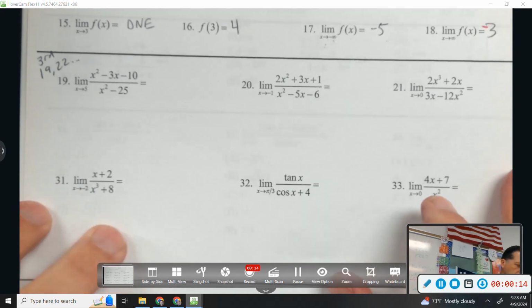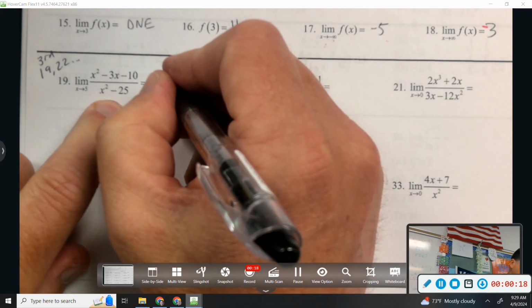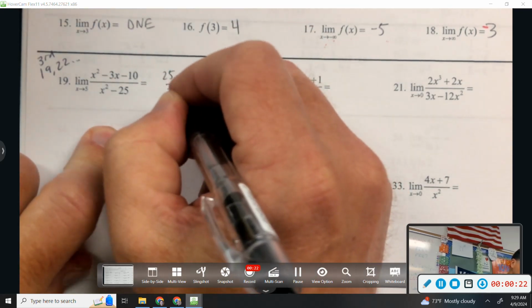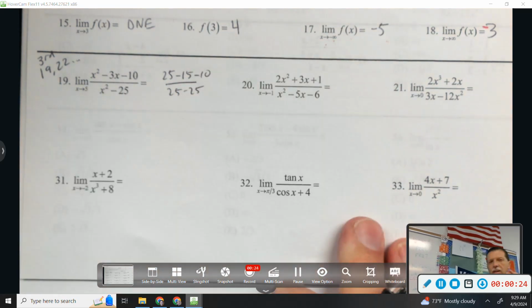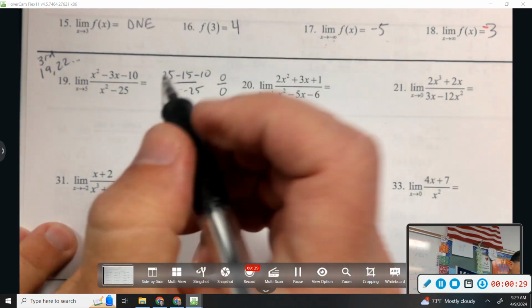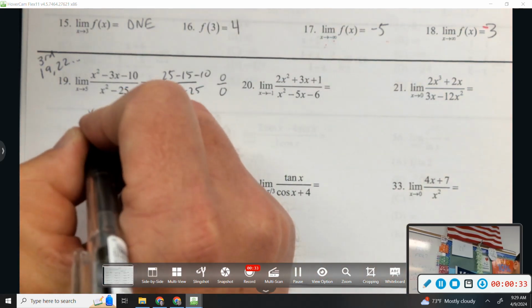Okay, so first go is always plug it in and hope that it works. Let's see, 25 minus 15 minus 10 over 25 minus 25. Yeah, as expected, that's 0 over 0. It doesn't equal 0 over 0, but it's that indeterminate form.